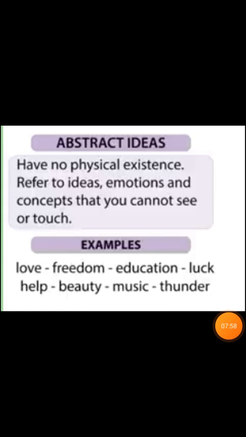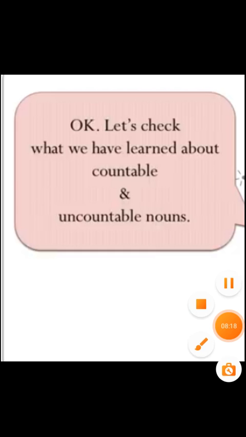And one more point: uncountable nouns have no physical existence. They refer to ideas, emotions and concepts that you cannot see or touch. Examples: love, freedom, education, luck, help, beauty, music, thunder, etc.